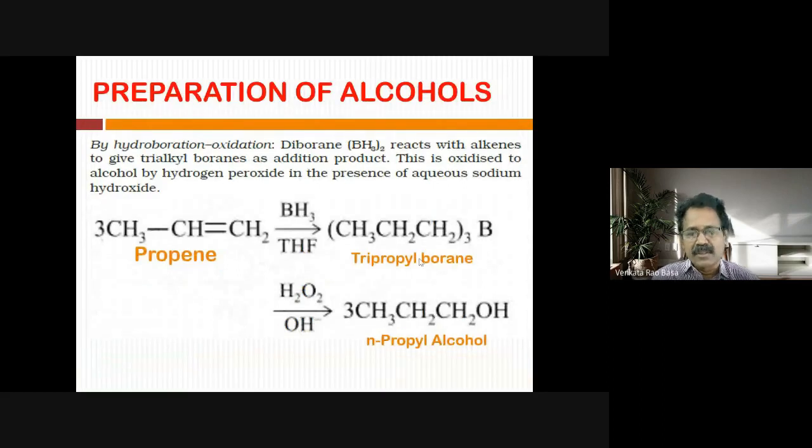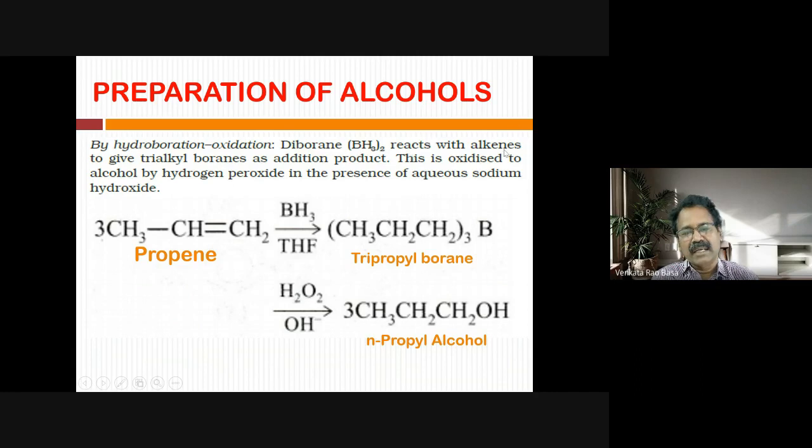Next, we will go to the preparation of alcohols, a very, very important area. One method which I am going to discuss with you is hydroboration-oxidation. The process is, first we carry out the hydroboration reaction, then it is subjected to oxidation. The oxidation is carried out with hydrogen peroxide in alkaline medium. How is this reaction carried out? Just observe this. Diborane, B2H6 or BH3 twice.